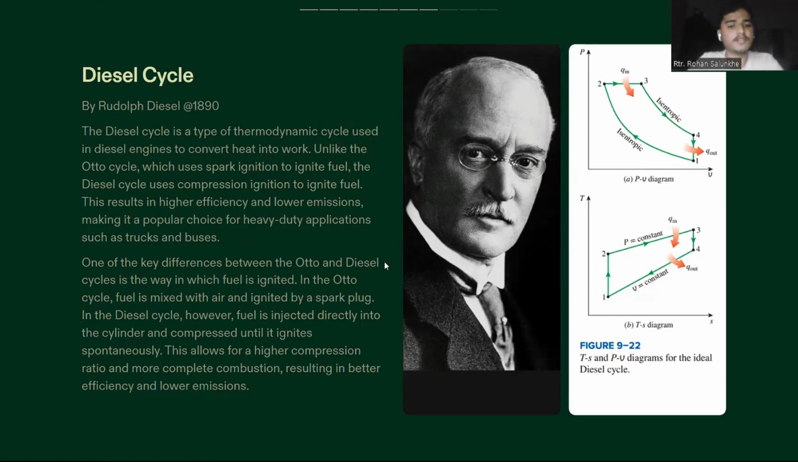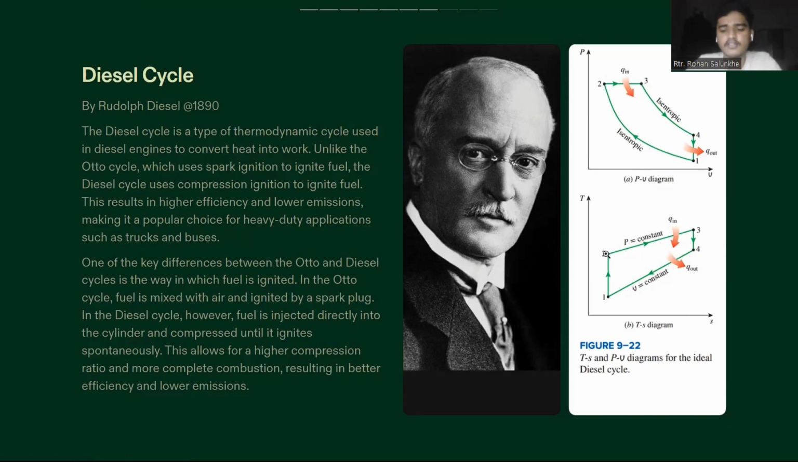One of the key differences between the Otto cycle and the diesel cycle is that the fuel is self-ignited. In the Otto cycle, fuel is mixed with air and ignited with spark plugs. But in the diesel cycle, fuel is injected directly into the cylinder and compressed until it ignites spontaneously. So here in the TS diagram, we can see, similarly to the Carnot cycle, two processes are isentropic processes, but the heat addition process is an isobaric process instead of isothermal or isochoric. But similar to the Otto cycle, the heat rejection process is an isochoric process.